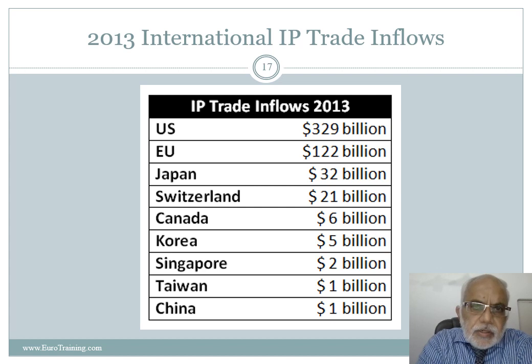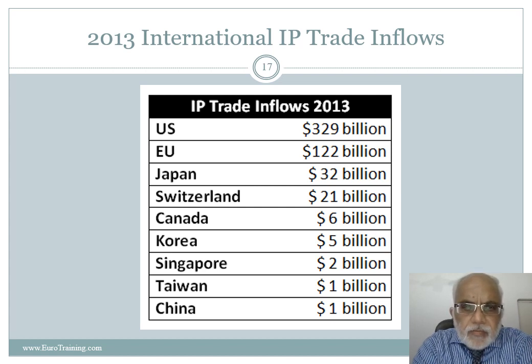And if you look at the international trade, IP trade inflows, we have data for 2013, which is a little old. International IP trade inflows. In the US, the US got $329 billion in intellectual property related revenue from overseas. $329 billion. The EU got $122 billion of revenue from the world for intellectual property.